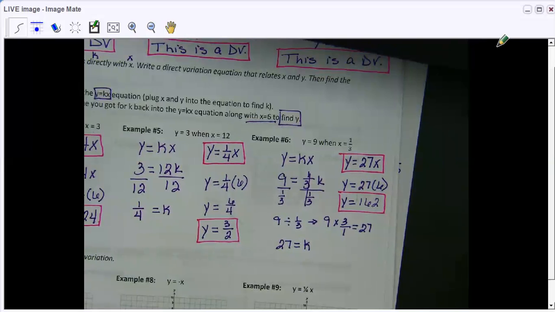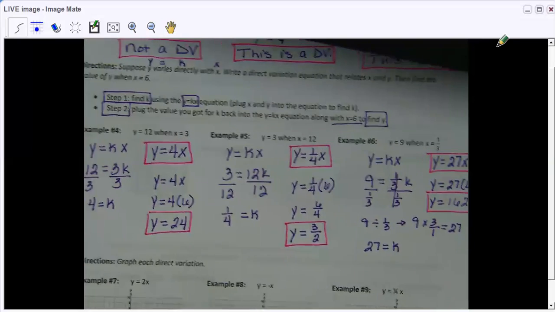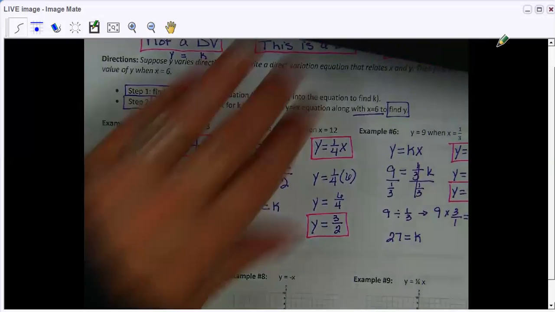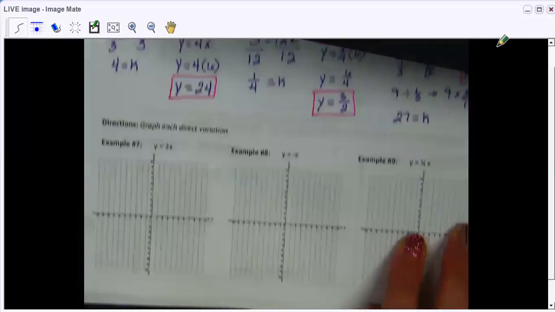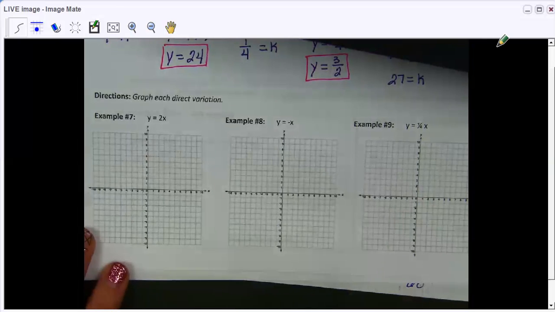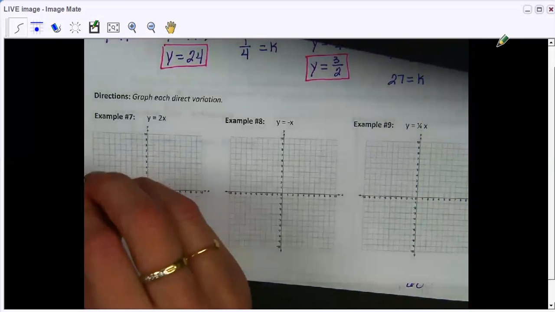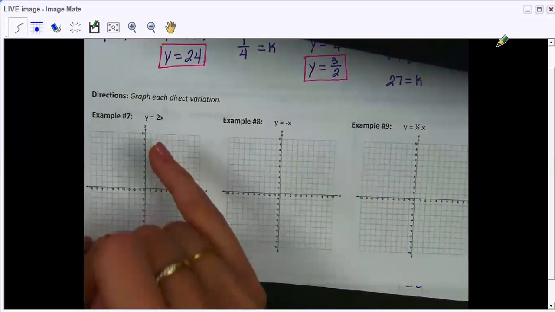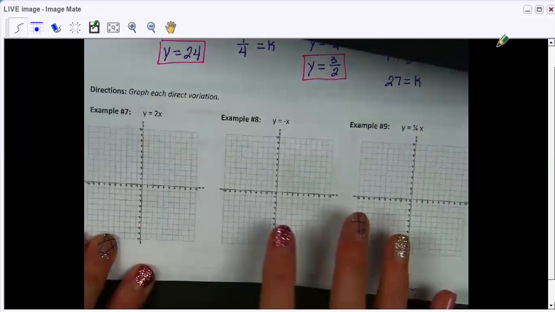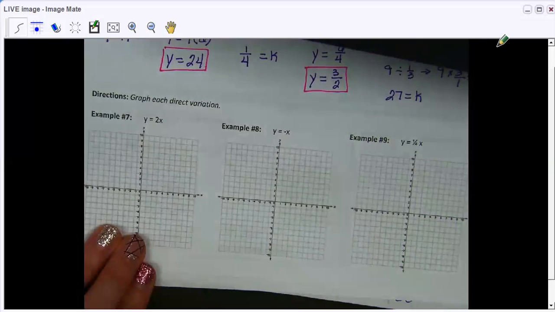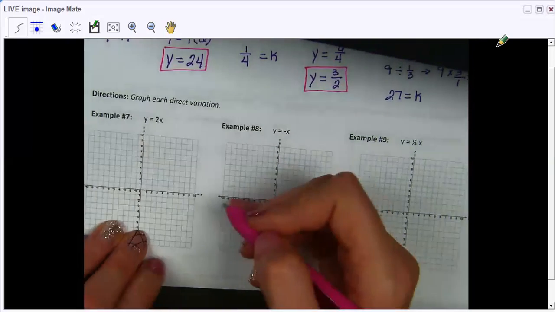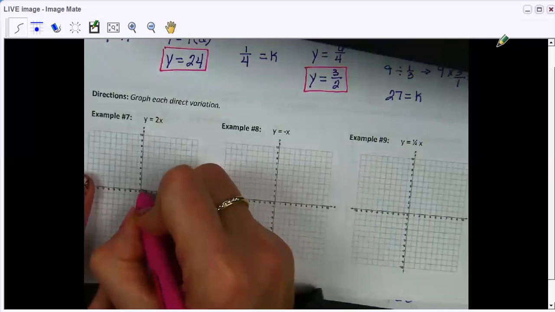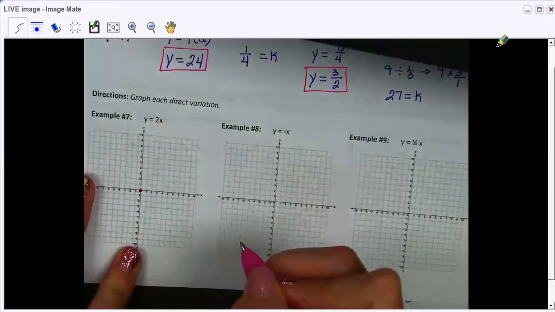Okay, so that is the second section. Now we're going to move on to the third section. Okay, this one should be easy. We're just graphing equations. If our y-intercept is 0 with direct variation equations, where will we always start when we graph? The origin. So my first point is going to be at 0.